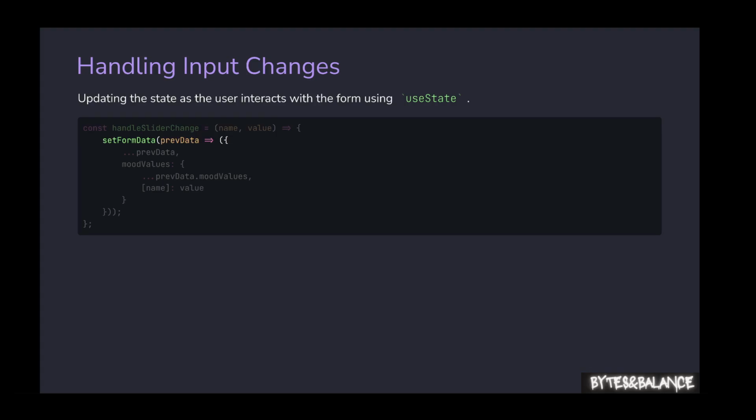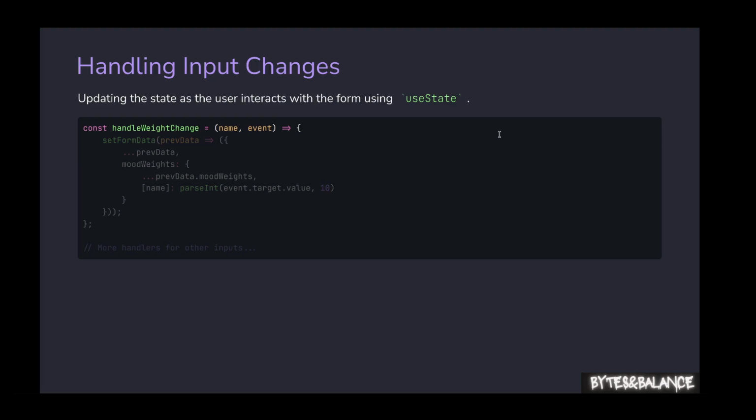This function uses the setFormData function to update the state by merging the new value into the existing moodValues object. So this prevData is the existing values that we're copying here, and then we've got the new values here. This way we make sure only the mood value that changes is updated, while the rest of the state remains intact. And then we've got the other function, which is handleWeightChange.